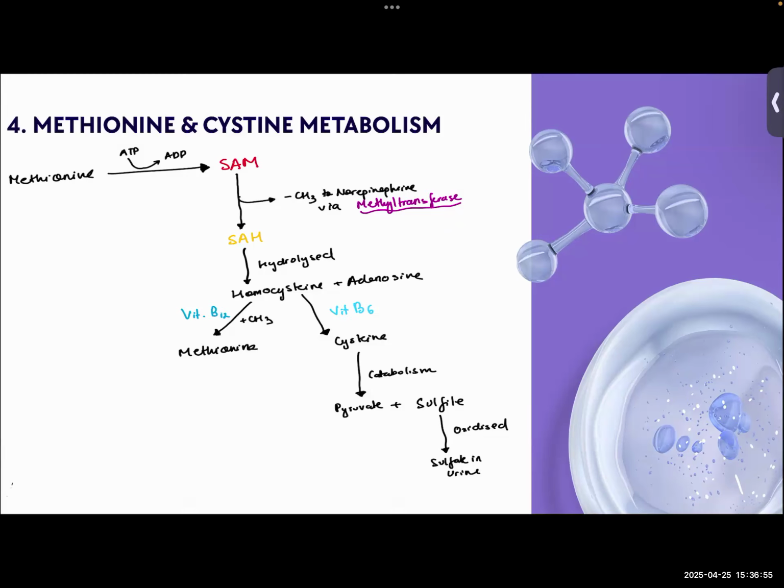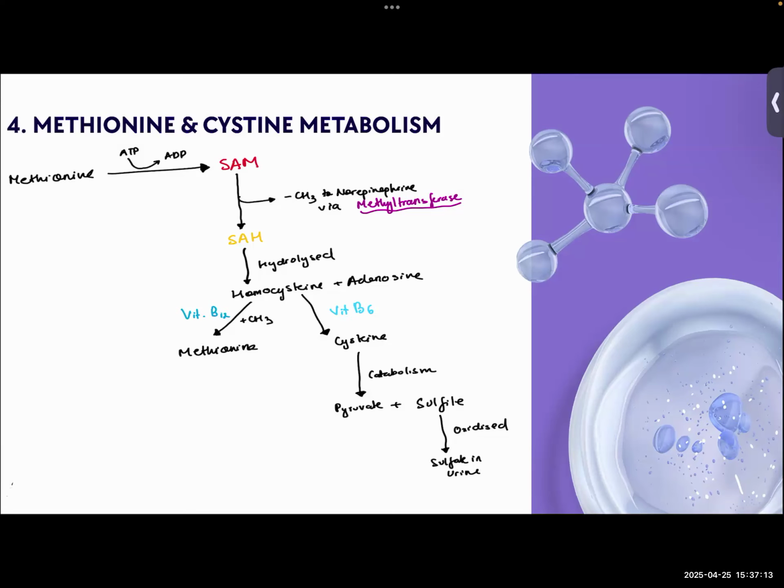But more commonly, homocysteine becomes cysteine. And for this, it requires the cofactor vitamin B6, not B12, B6. Again, guys, the reason I'm stressing on this is because they will ask you for B12 and B6. They will ask you the difference. They will ask you different cofactors in different reactions.